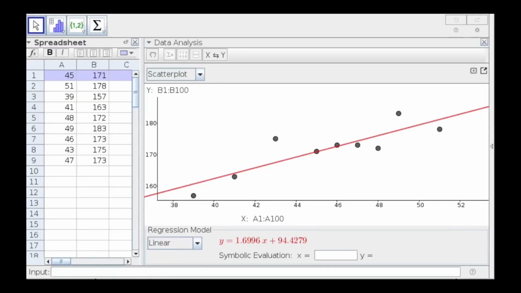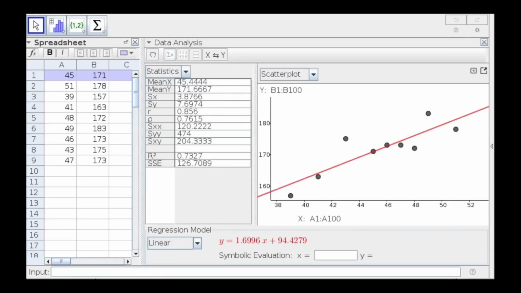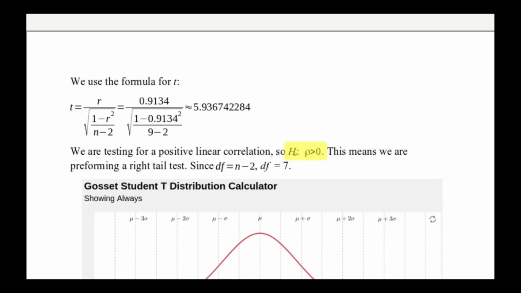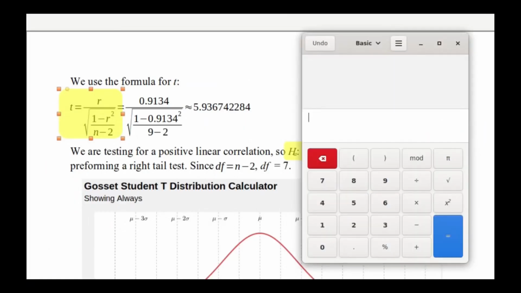So let's look at the data for the bones, and let's look at the statistics. That tells us R, and of course N is 9. So I'm going to copy our R value, 0.856, and go back to the formula for T. So let's pull up a calculator and work through this. So our R value was 0.856. And we're going to divide that by a radical.